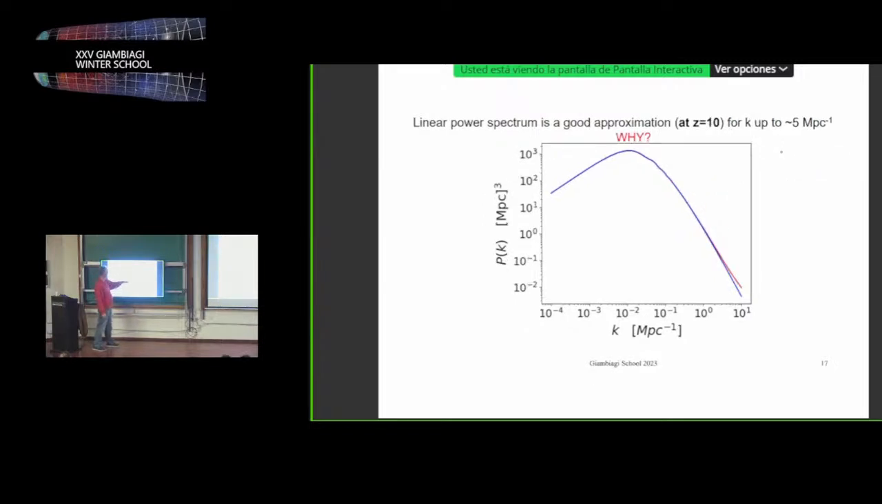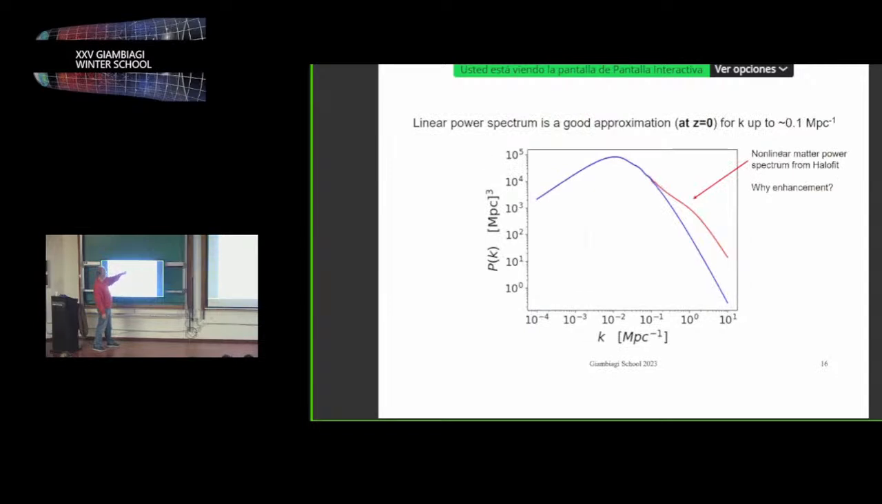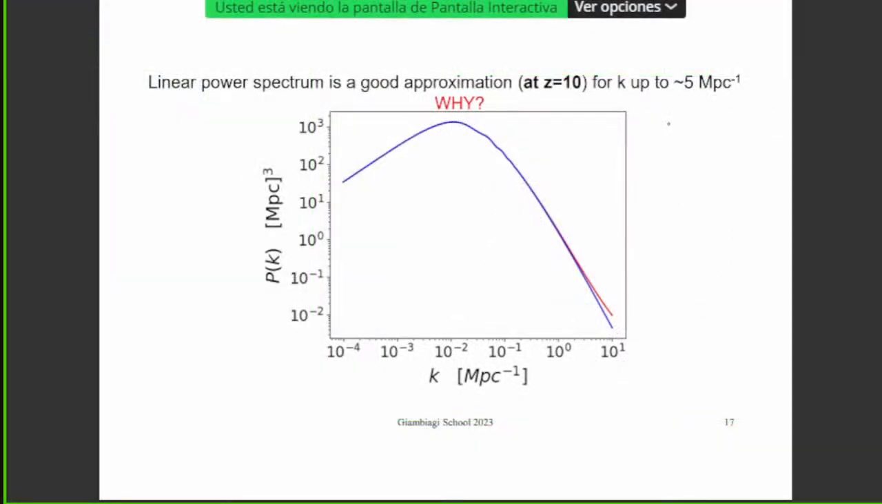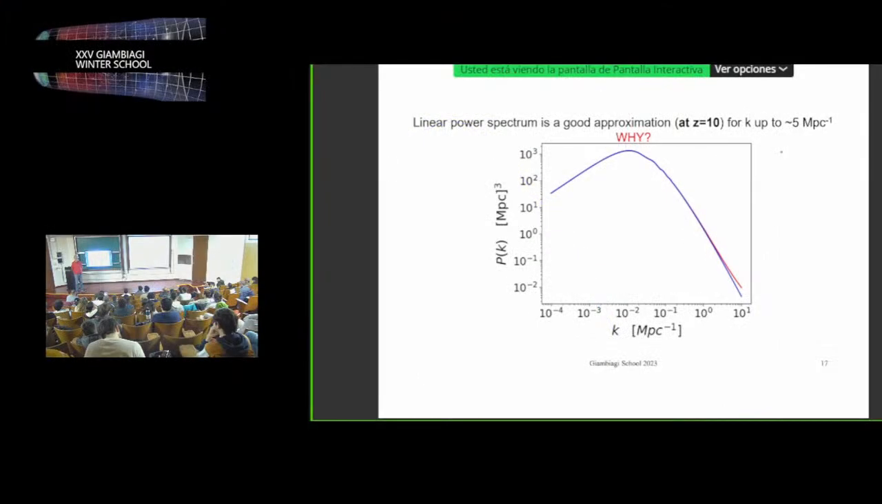This is the same plot as this, but the only difference is the redshift. So who can explain to me what is happening here? Exactly. So if you go further back in the history of the universe, the perturbations did not have time to grow too much. So the linear approximation is much better. It works to a smaller scale. So this one starts to deviate very little at five-ish inverse megaparsecs.